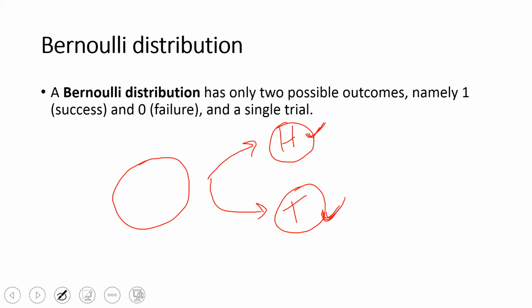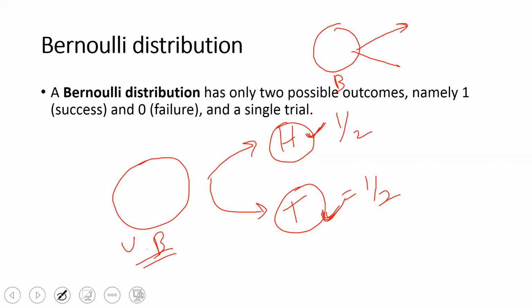The probability of getting a head in a coin is 1 by 2, and it is also 1 by 2 for the probability of tail. This will be true for an unbiased coin. If my coin is biased, then what will happen? Suppose I have heads on both the sides. What will be the probability of head if it is a biased coin?